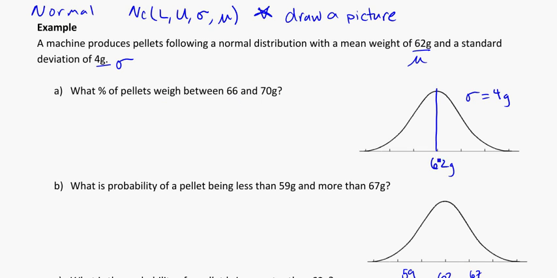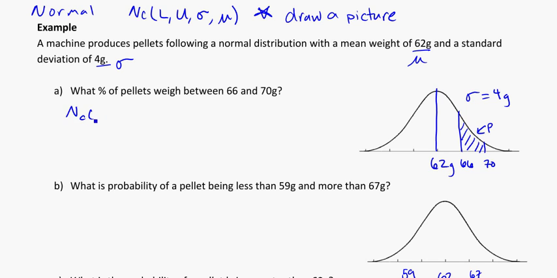Well, it's helpful because we need to figure out which part of this curve we're trying to find, so think about that: 66 will be above 62, and 70 will also be further above. And in fact, each of those is a standard deviation up, because the standard deviation is 4. 62 plus 4 gets to 66. 66 plus 4 gets to 70. So that's what I need to find.